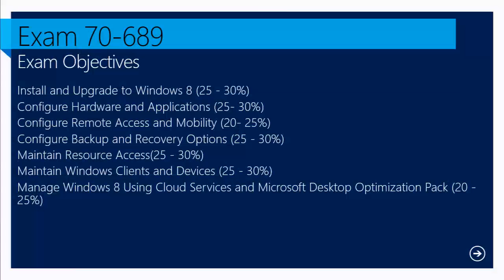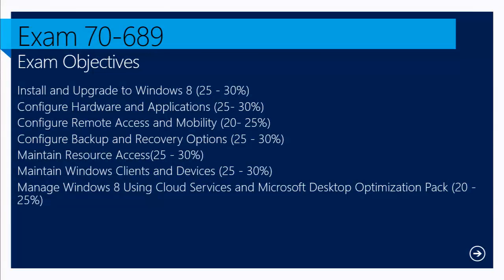I think what it is, it's 2 exams rolled into one, right? It's 687, 688 into 689. So you're going to be questioned on all these. Now, I have a little bit of information about all these different sets of objectives. So we'll be going over those and maybe a practice test or 2 to kind of test your knowledge of it.